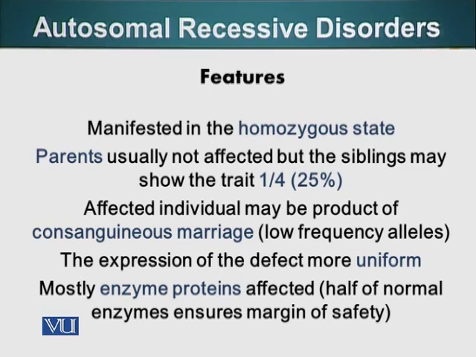However, the probability that this particular disease or trait will appear in the siblings of that person is 1 in 4 or 25%. Affected individuals may be product of consanguineous marriage. I have already introduced this term to you. So if a gene is rare in the population and a person is affected by that or is carrier of that particular gene, the probability is very high.